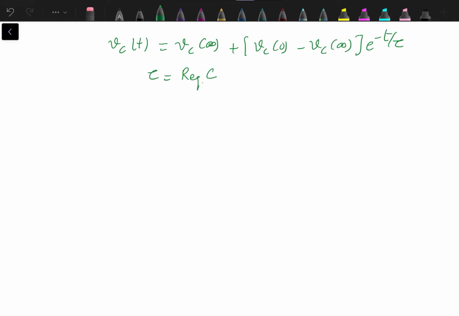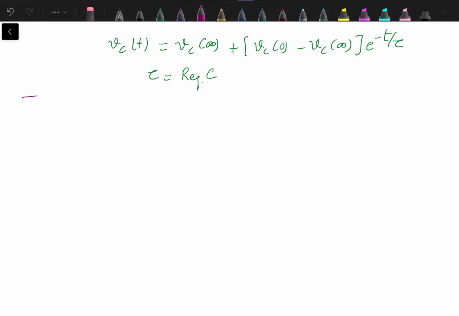Now how to analyze the series circuits during transition from one state to another state, that I will illustrate over here with the help of three different problems. Let's start with the first problem.